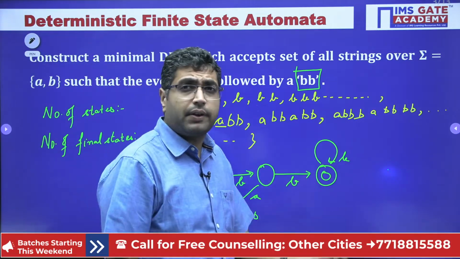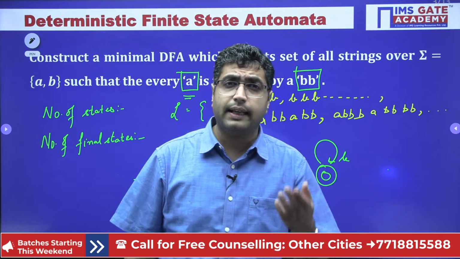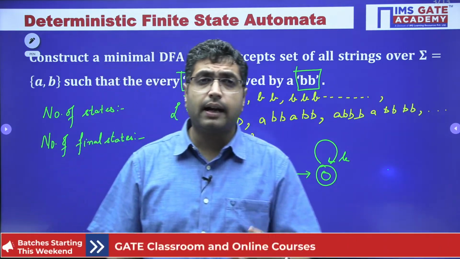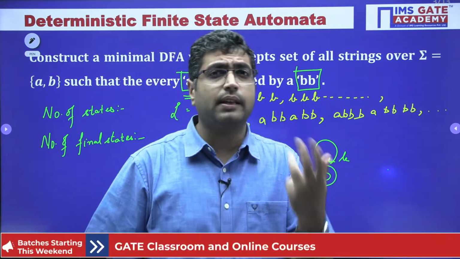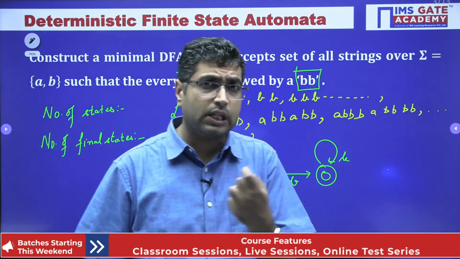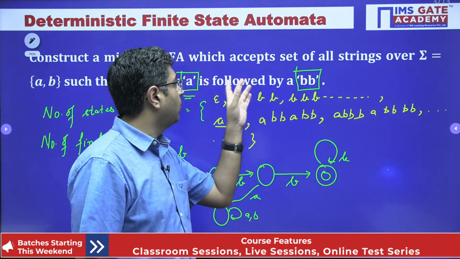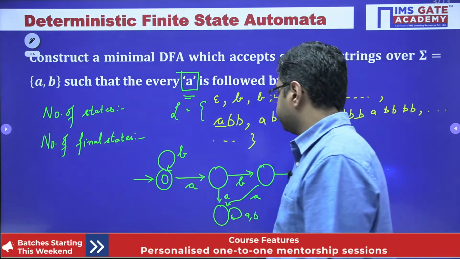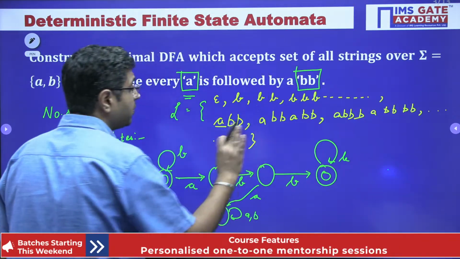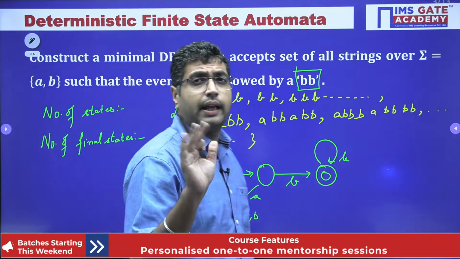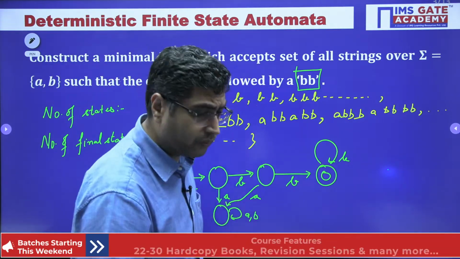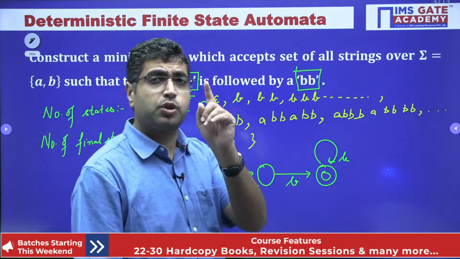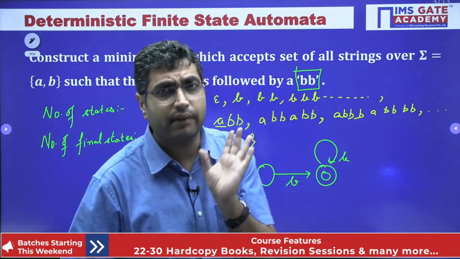If I'm accepting, and after an A I've got B, B, that means if another B comes, another B comes, no issues, because there is no condition on B's. All the conditions are only on A. Are you getting this point? Every A has to be followed by BB. Any number of B's can come anytime, there is no issue. But once an A has come, it has to be followed by a BB. Then only we can have other things.